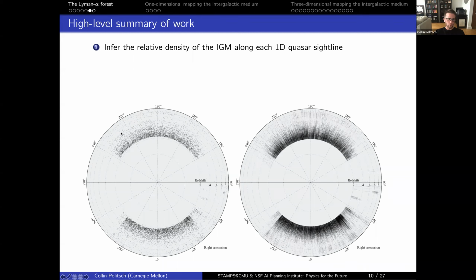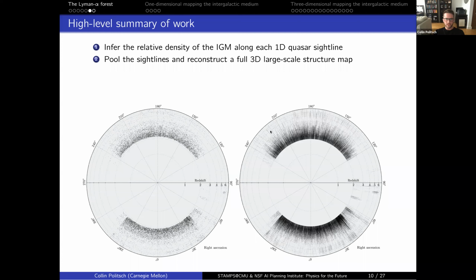So we take all of these, what we call Lyman alpha quasars from the Sloan Digital Sky Survey. The first step here is to infer the density map along these one-dimensional quasar lines of sight. And so that's what I'm showing you on the right here. We take each of these quasars and we make a one-dimensional map of the IGM. A little bit of lag between my slide transitions, I apologize.